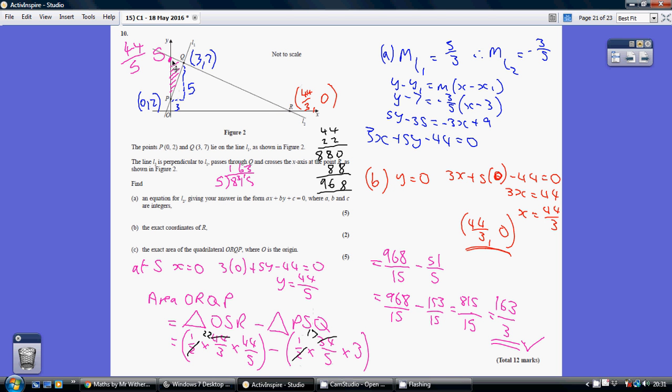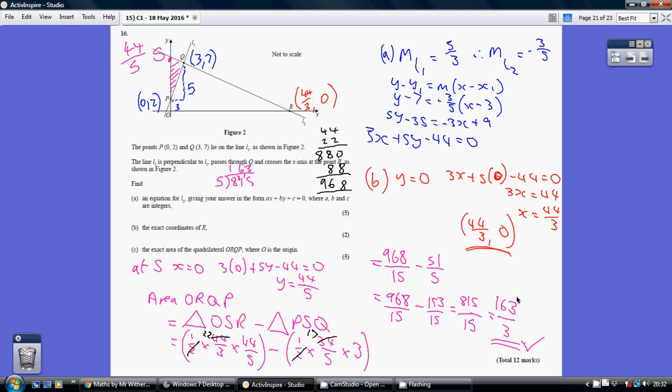So we haven't done it the traditional way of trying to work out half times PQ times QS. That is not what we've done. We've done half of SP times the horizontal height from the y-axis across to Q. So again, running over how we worked out the area of PSQ, that's half times the length SP, which is 44 over 5 take away 2, 44 over 5 take away 10 over 5, which is 34 over 5, and times the horizontal length from the y-axis to Q, which is exactly 3. So the area of the triangle PSQ is 51 over 5.